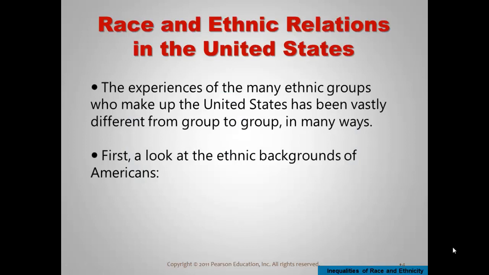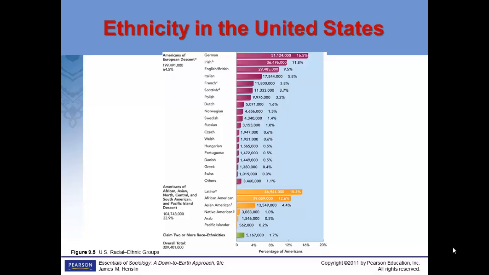The experiences of many ethnic groups who make up the United States have been vastly different from group to group in many different ways. And so we're going to talk a little bit about this, and first take a look at some of the ethnic backgrounds of Americans. So here you can see a graphic, and this is in your text if you want to study a little bit further, but what the percentages of individuals from various groups, and you can see by far the largest percentage and the highest number of immigrant groups has been from European descent, and then you see below that Americans of African, Asian, North, Central and South American, Pacific Island descent. Latino populations would include, as well as African Americans and Asian Americans, and Native Americans, which of course are not immigrants, but they're the native population here, represent about 1% of the overall population of the United States.